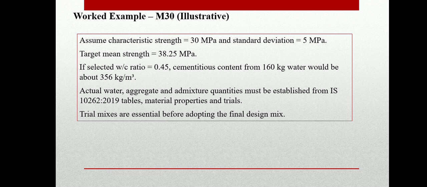Here is a worked example for M30 grade concrete. We assume a characteristic strength of 30 megapascal and a standard deviation of 5 megapascal, same numbers as before. That gives us a target mean strength of 38.25 megapascal as we calculated earlier. Say we select a water cement ratio of 0.45. If our water content works out to be 160 kilograms per cubic meter, then the cementitious content would be approximately 356 kilograms per cubic meter. That is 160 divided by 0.45.